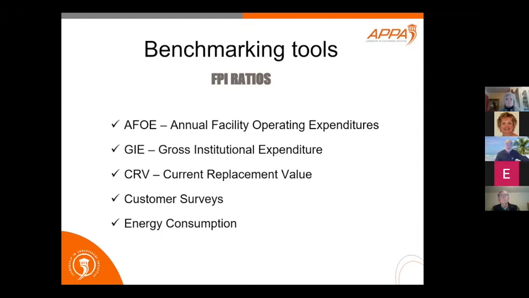We also can keep track of customer surveys and energy consumption. And as we get more and more focused on green energy and being more sustainable, our energy consumption is becoming a much more important metric to keep an eye on.